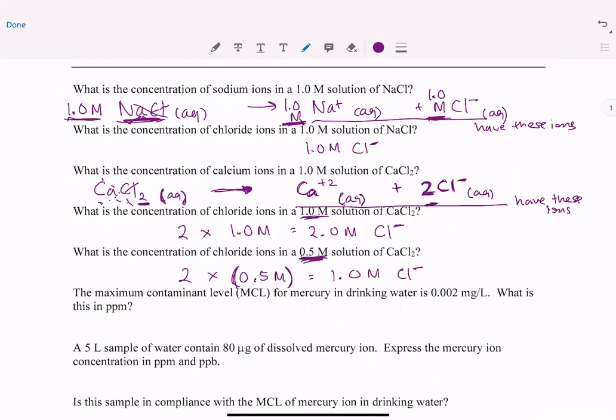All right, now let's look at this next question, which talks about the maximum contaminant level. So the maximum contaminant level for mercury in drinking water, that's a level that's set by the EPA. It's 0.002 milligrams per liter. And then they're asking you, what is this in parts per million, ppm?